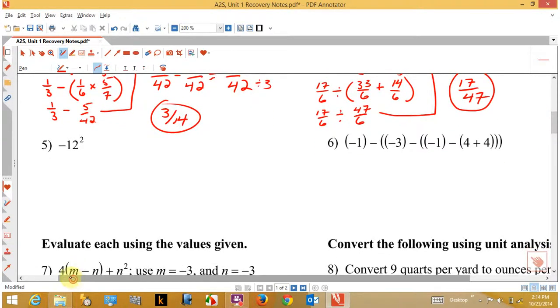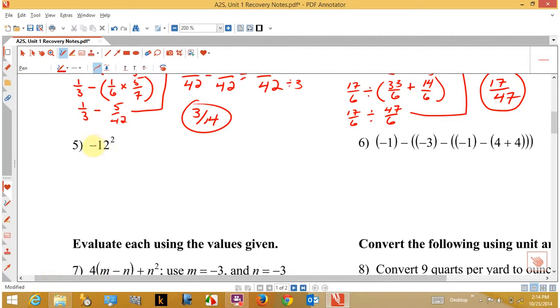Okay, the next order of operations, we have a negative 12 squared. Now, by order of operations, the squaring must be done before the negative. So this is really equal to a negative of 12 times 12. That would be a negative 144.